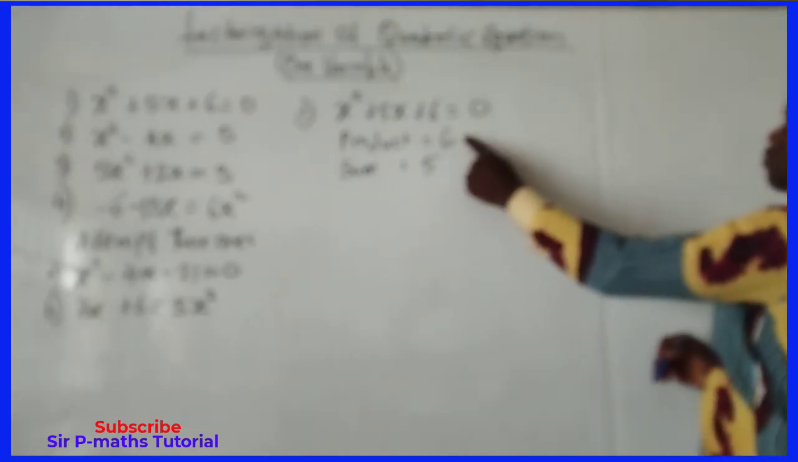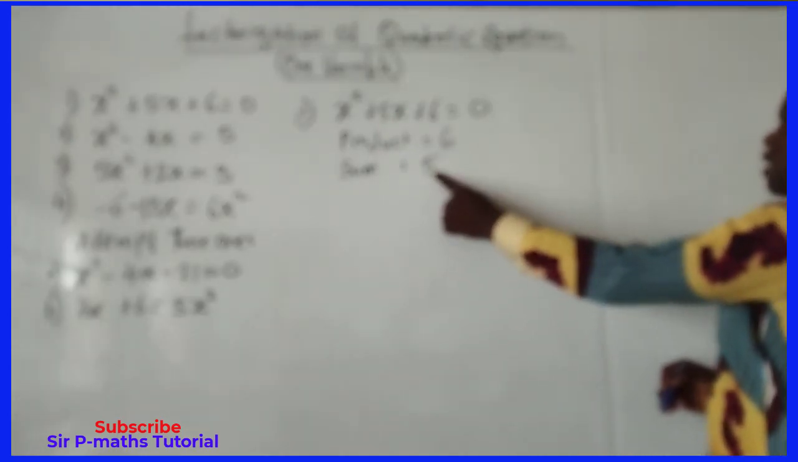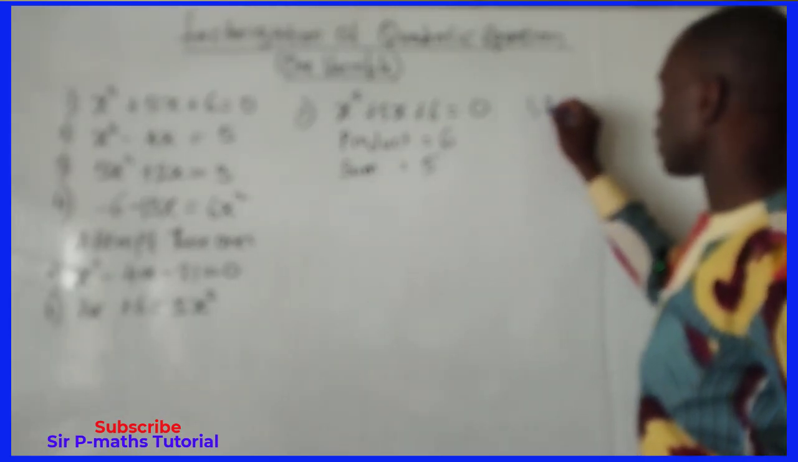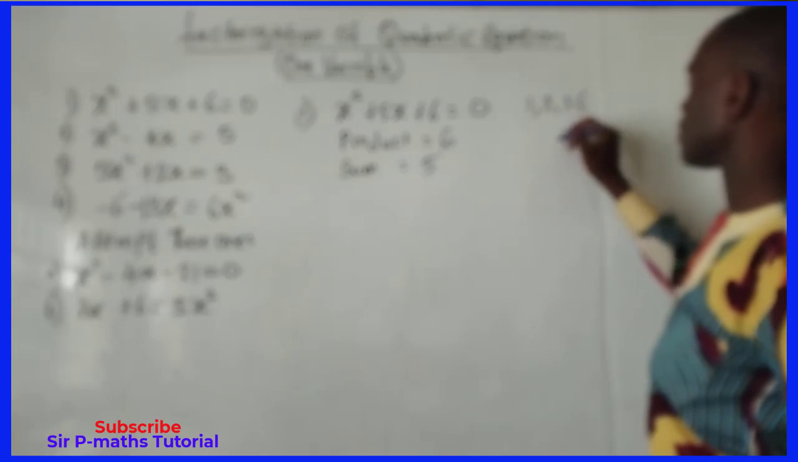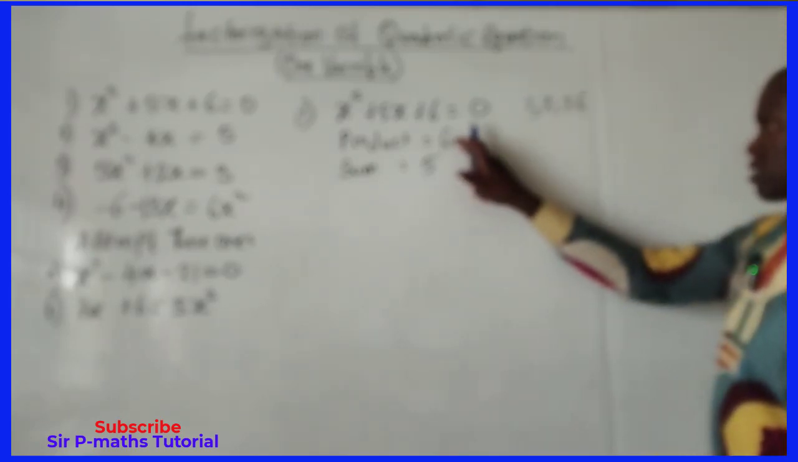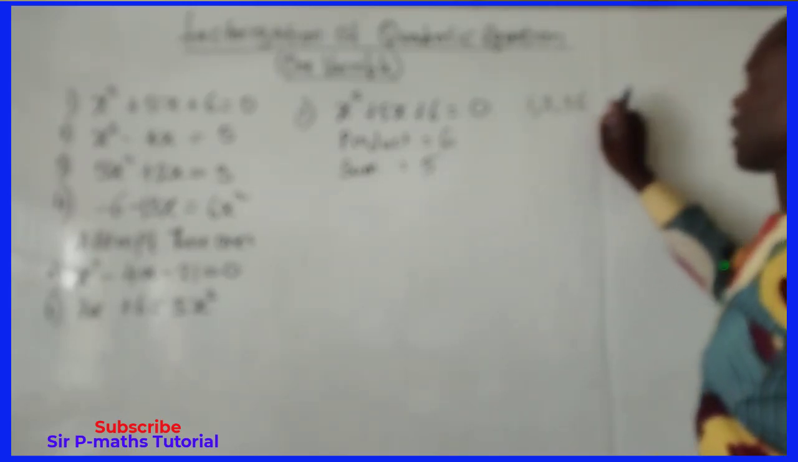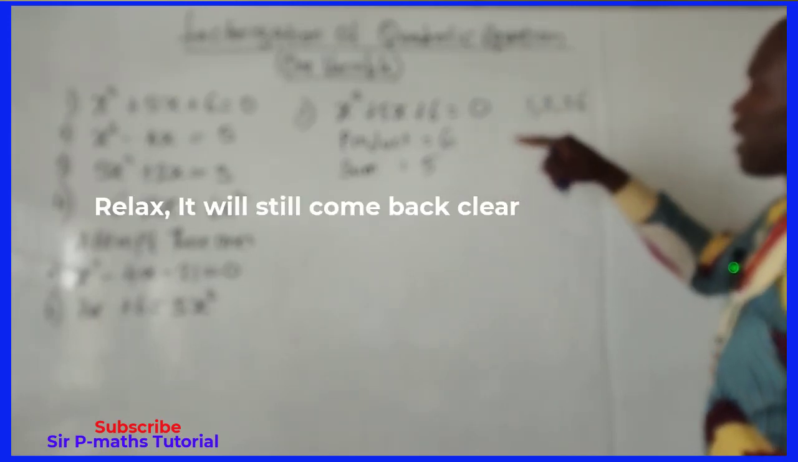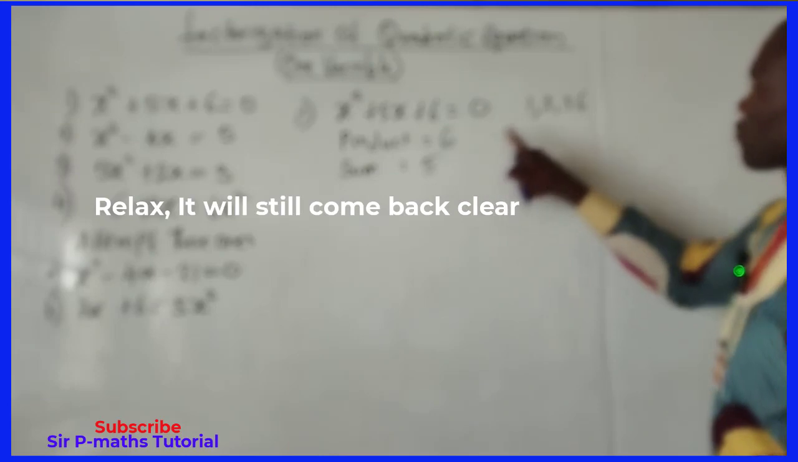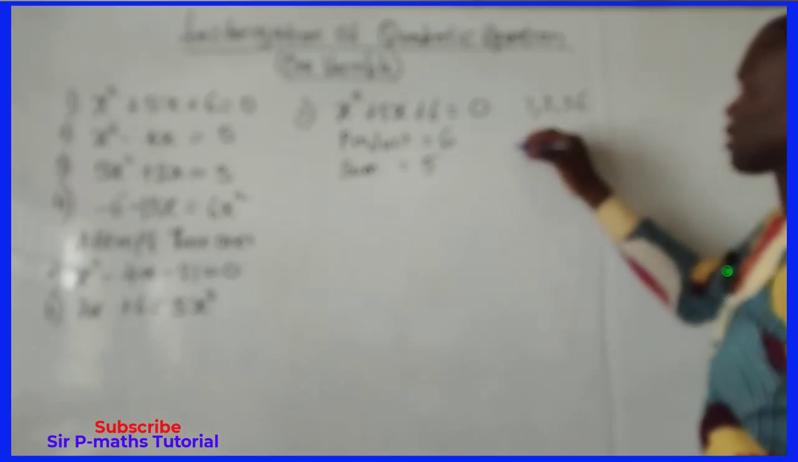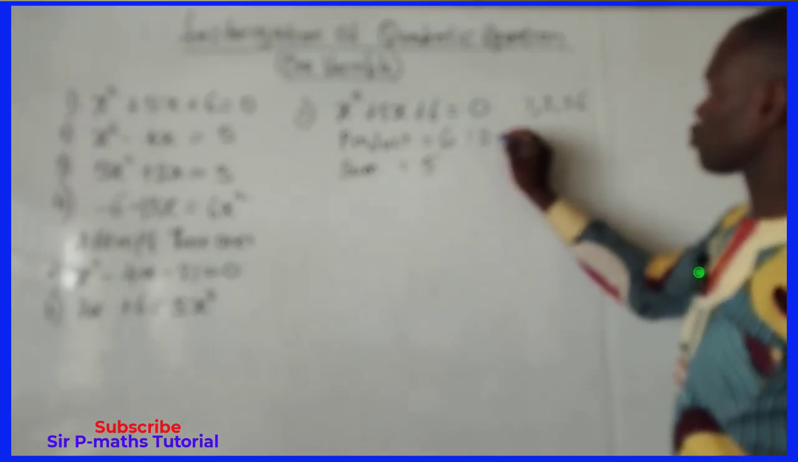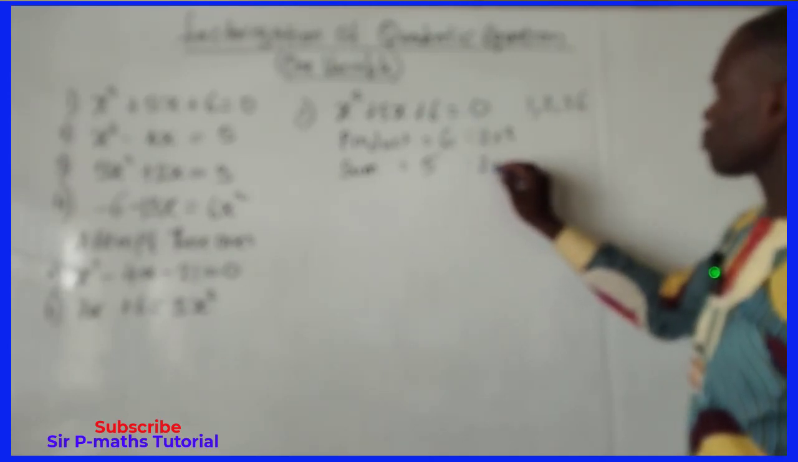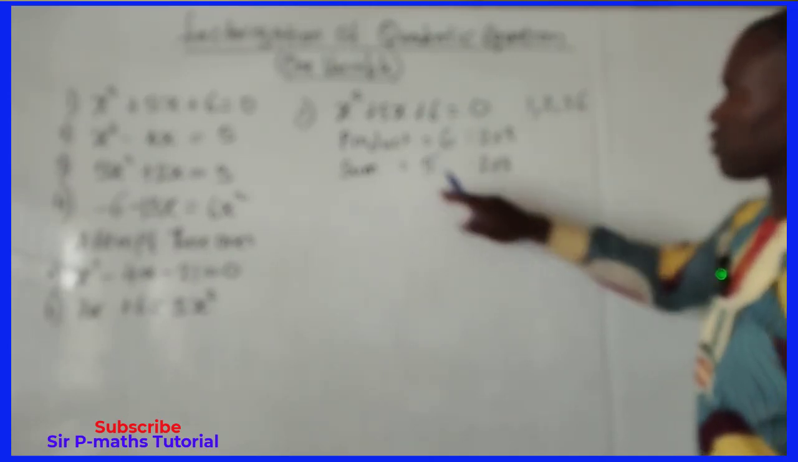Now look out for the factors of 6 that you can add to get 5. If you multiply both factors, you have 6. The factors of 6 are 1, 2, 3, and 6. Now, which two numbers can I have here? If I multiply both of them, I will have 6. If I add, I will have 5. Of course, that is 2 and 3, right? So 2 times 3 will give me 6, but 2 plus 3 will give me 5, all right?